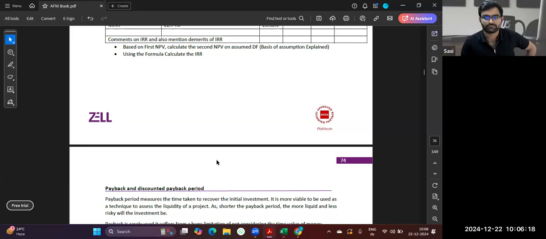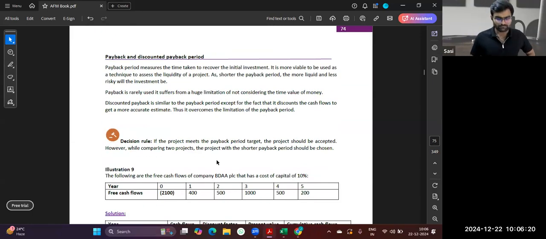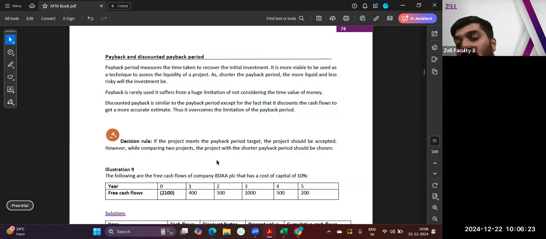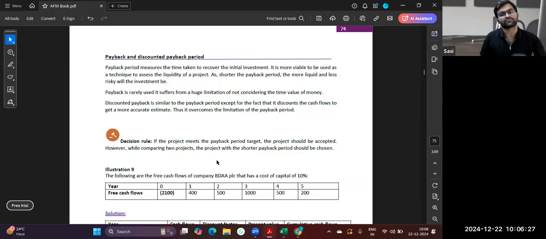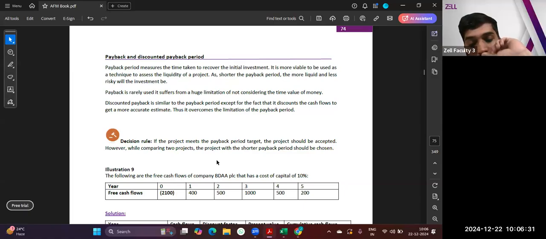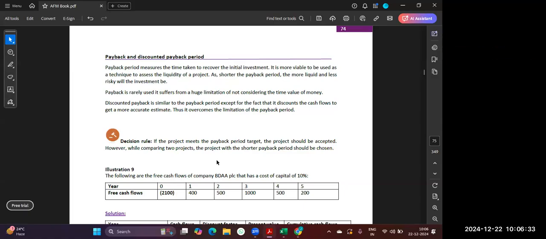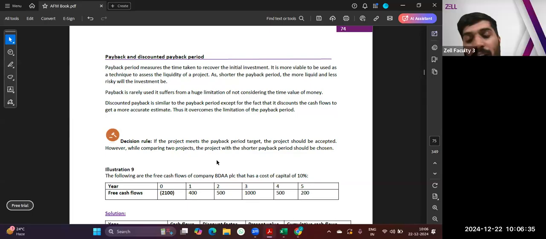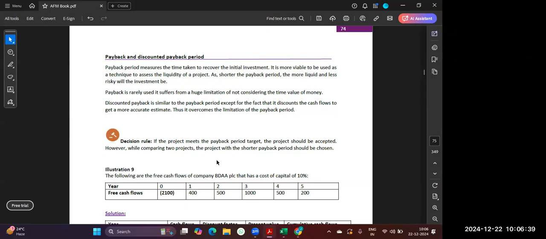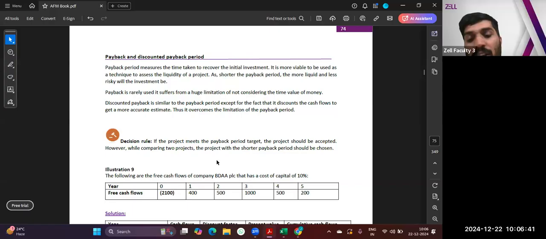Okay. Let's move on to the next part. Have you guys heard of payback period? What do you mean by payback period? The time period in which the initial investment will be recovered. Correct? So everyone knows payback period.